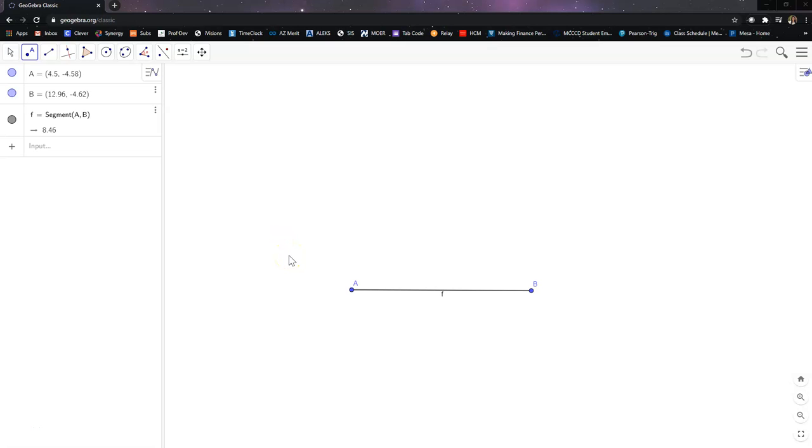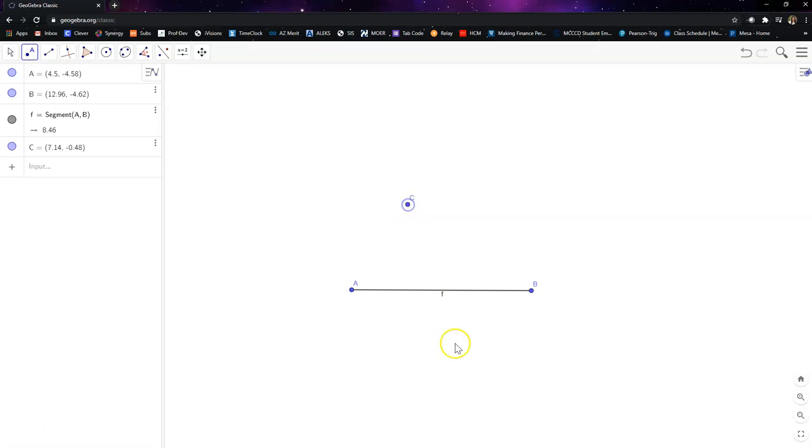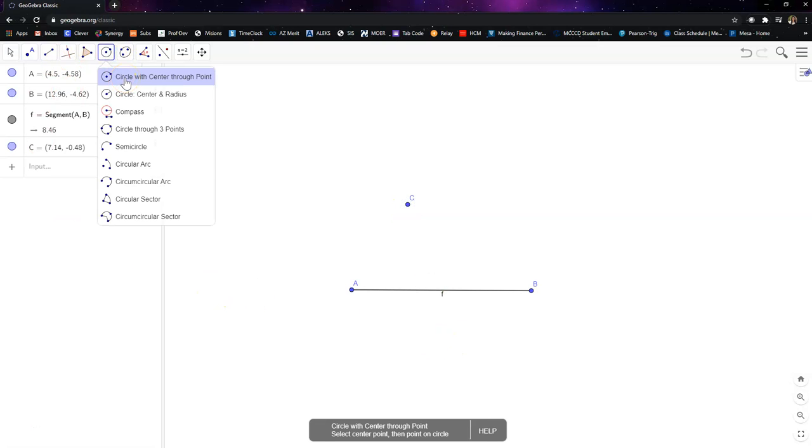Alright, in this video I am going to show you how to construct a parallel line. The first step is similar to constructing a perpendicular line. I'm going to put a point above my line. It doesn't matter where. Then I'm going to use the circle with the center through the point.